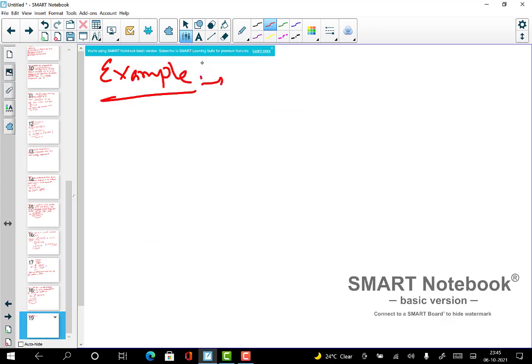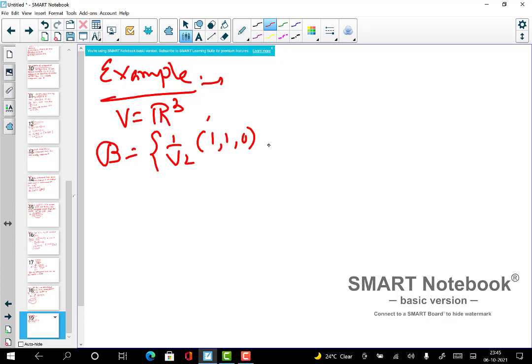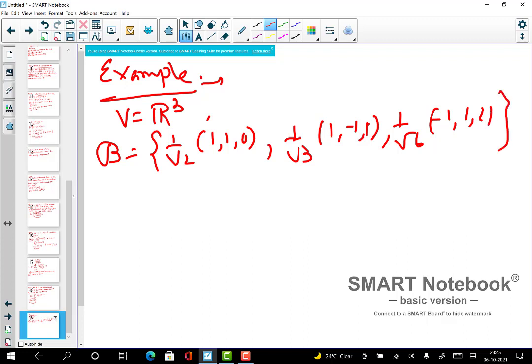Okay, so now suppose we have vector space V, which is R3, and in last lecture recall that we have an orthonormal basis, which is 1 by root 2 into (1, 1, 0), and then 1 by root 3 into (1, -1, 1), and then 1 by root 6 into (-1, 1, 2). Okay. Now, this was already discussed in last class.